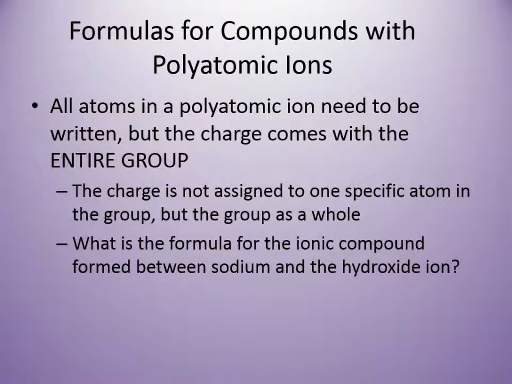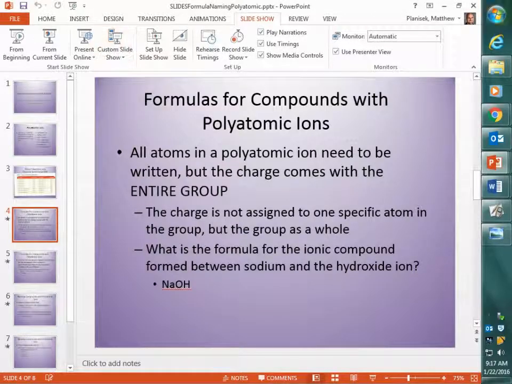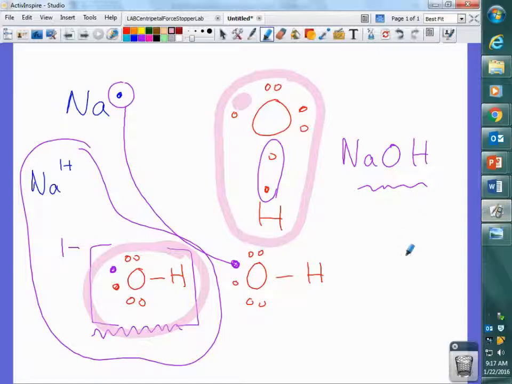So, what is the formula for the ionic compound formed between sodium and the hydroxide ion? Well, that's what we drew at the beginning of class, right? How many sodiums do we need to make this hydroxide ion happy? 1. And so the formula would just be NaOH. Okay? Good with that so far? All right. Let me give you another one.